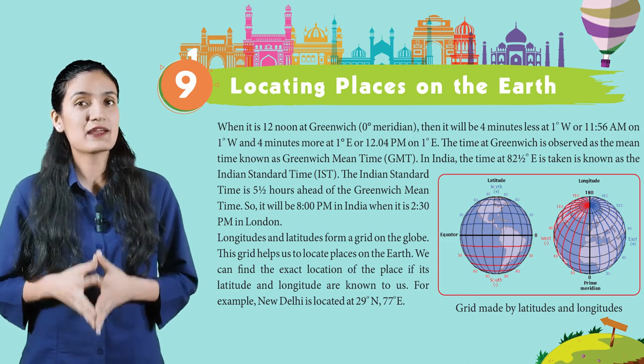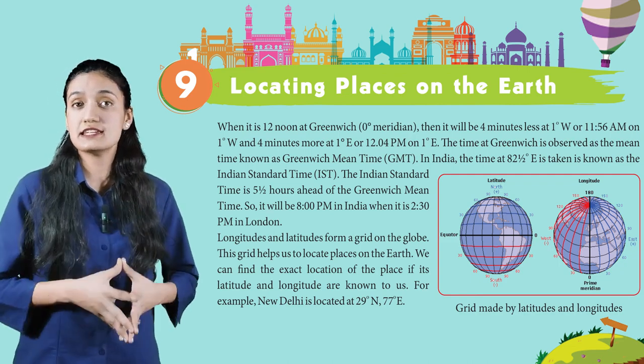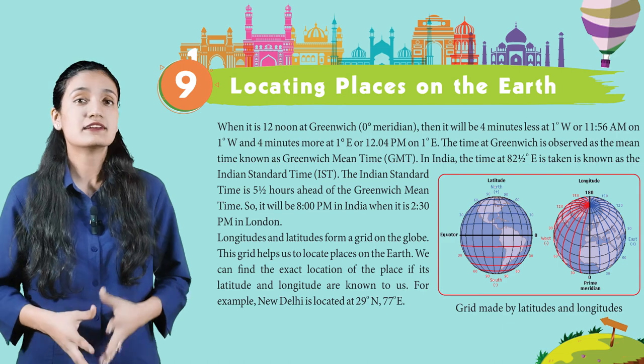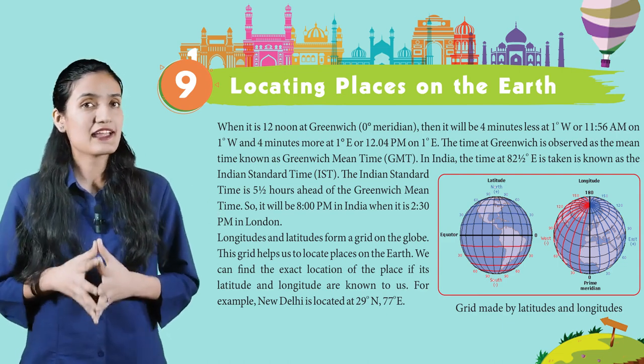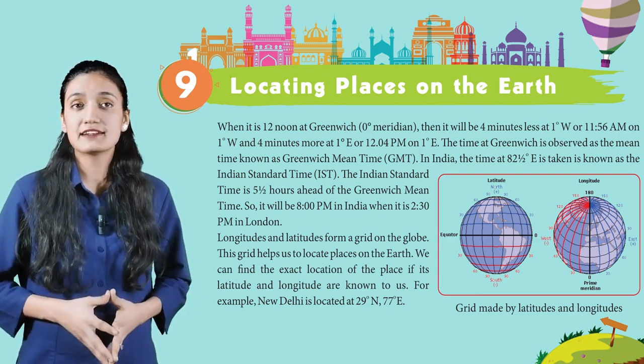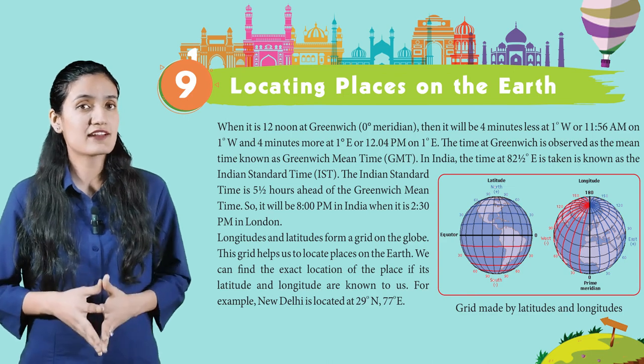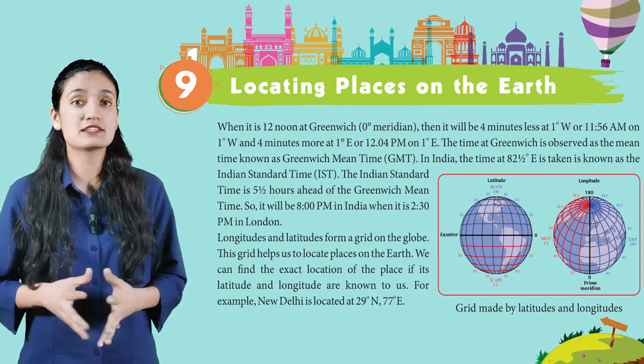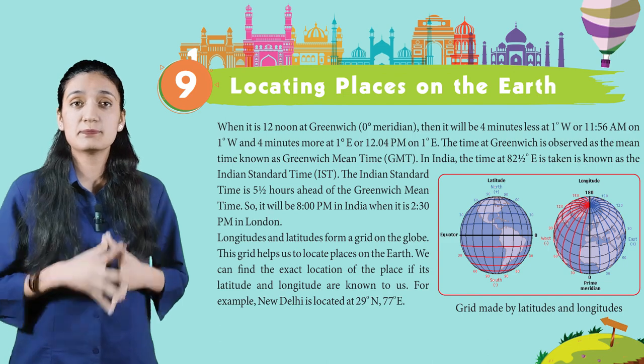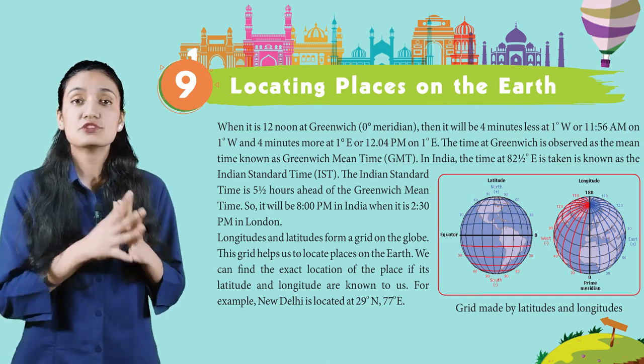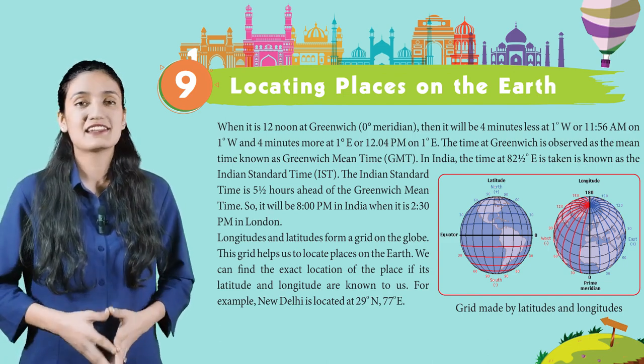In India, the time at 82.5 degree east is taken as the standard, known as Indian Standard Time, IST. The Indian Standard Time is 5.5 hours ahead of the Greenwich Mean Time. So it will be 8 pm in India when it is 2:30 pm in London.